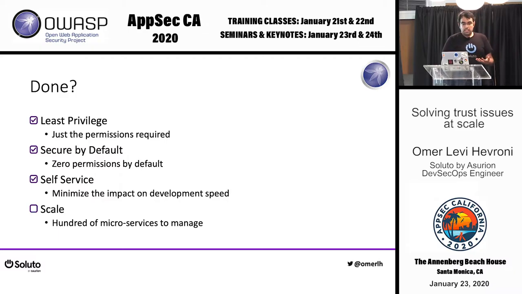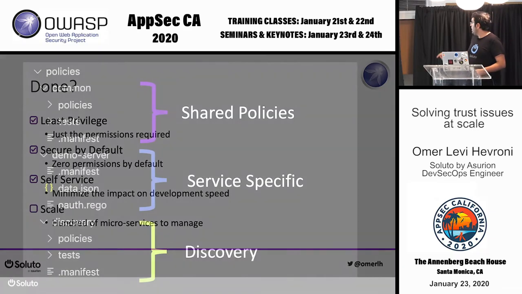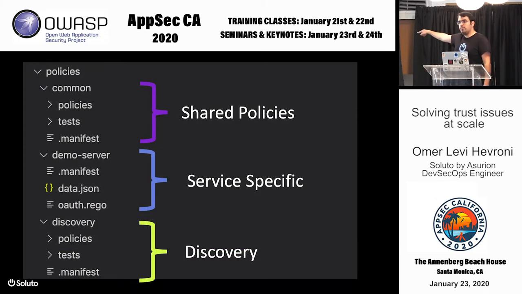And we have something that is a bit better for developers, but how can we take that and scale that across hundreds of microservices? And this is where another feature of OPA comes in handy. And this is where we're going to talk about the last folder called discovery.